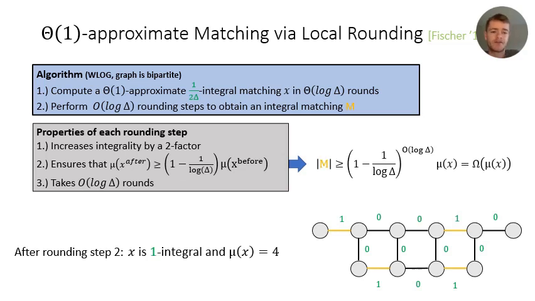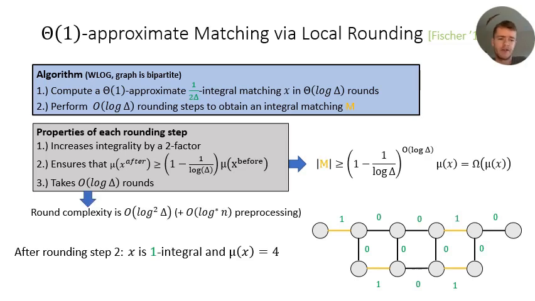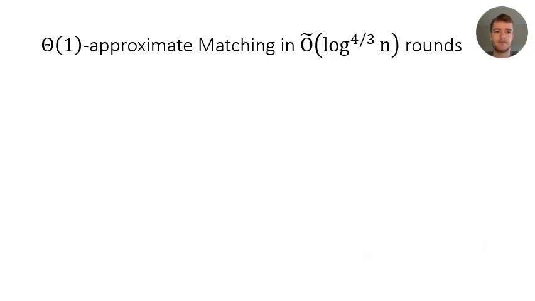Moreover, each rounding step takes order log delta rounds. Therefore, the total round complexity is order log delta rounding steps, each taking log delta rounds, so log square delta. And there's also a negligible order log star n rounds that we need for pre-processing. Okay, so this finishes the description of constant approximate matching via local rounding, which gives a complexity of roughly log square delta. Now I'm going to talk about how we obtain a constant approximate matching in roughly log to the 4/3 n rounds by combining both of the previously seen techniques.